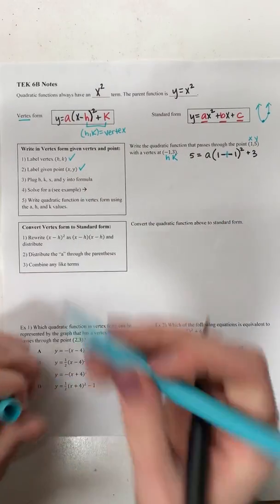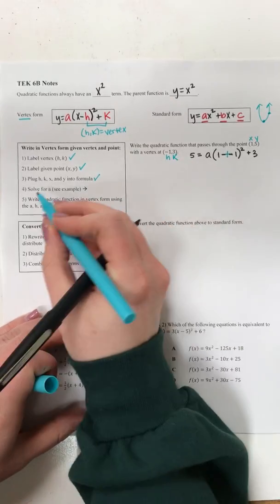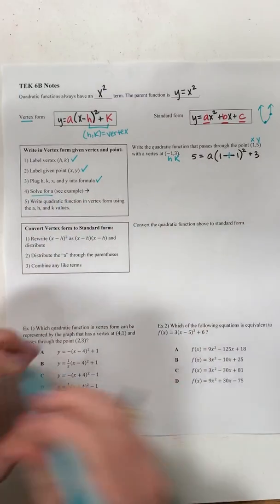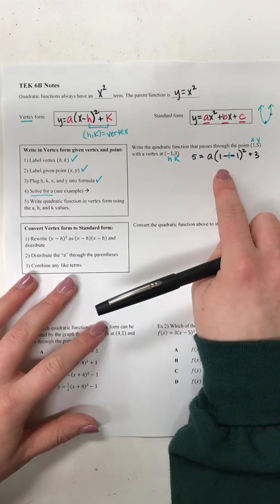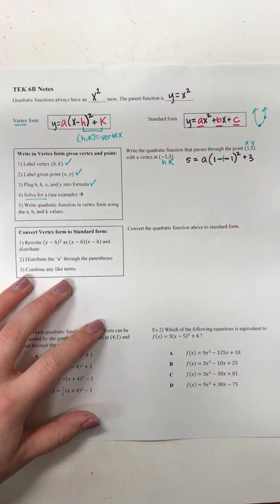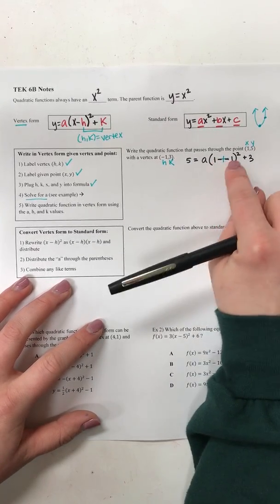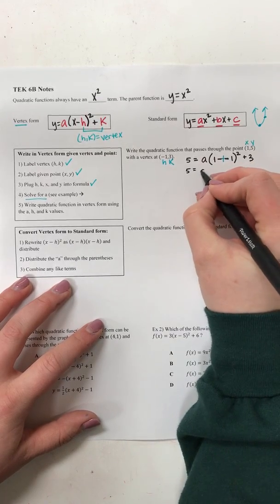Okay, so we've labeled both our points. I've plugged them into the formula. Now it says solve for a. This is going to be the same steps pretty much every time if you follow your order of operations and how to solve for a variable. Let's deal with the parentheses first. So all of this stuff's going to carry down.